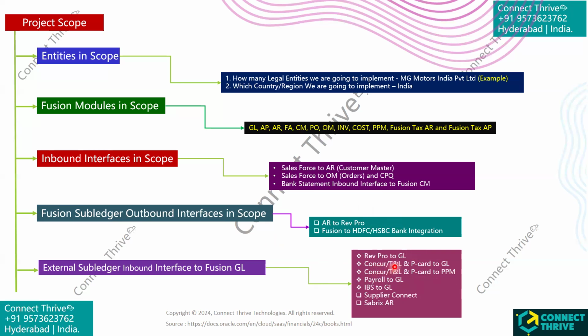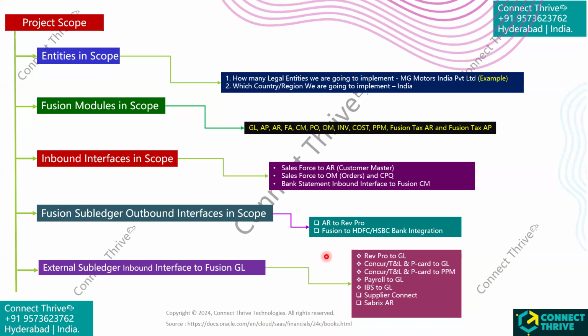At the same time, we have Concur, travel and expenses, or P card, procurement card to GL. And at the same time, Concur, P card to PPM, payroll to GL, IBS to GL, then supplier connect, Fabrics AR. Okay, IBS means internal billing system. That means some third party applications, like if you go to DMart or Max or Super Max shopping malls, any billing system we can consider. It's just an abbreviation I gave. IBS is the internal billing system. So then it will go to the GL as the final feed.